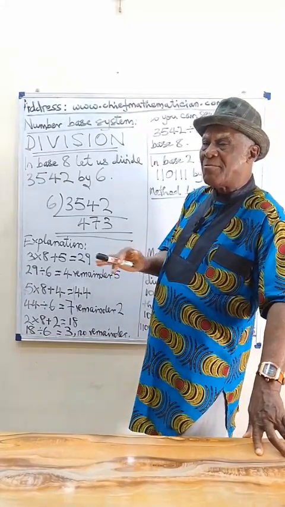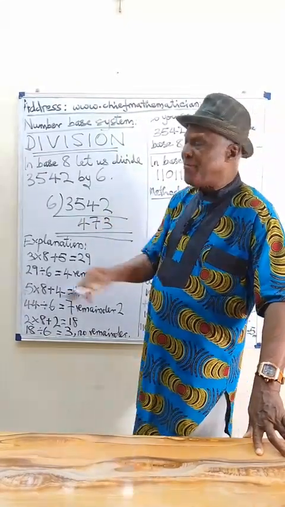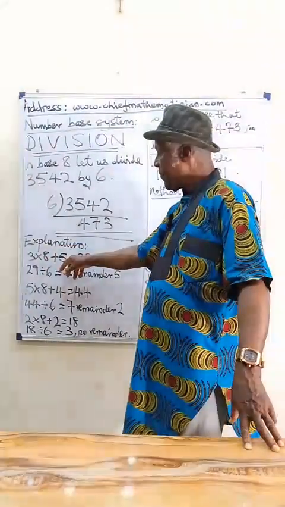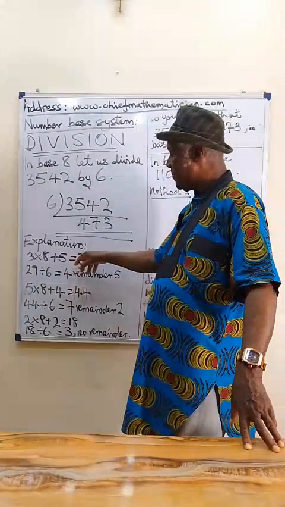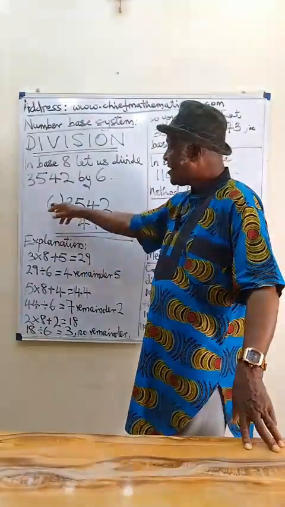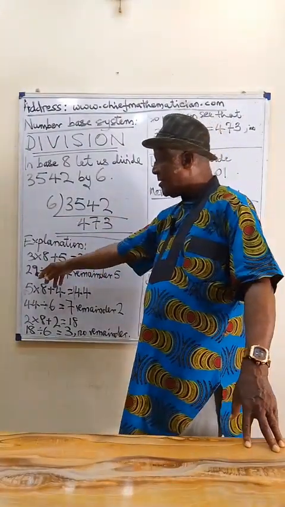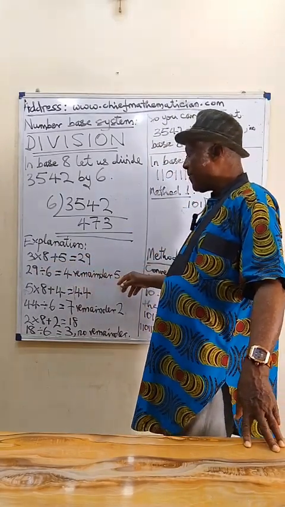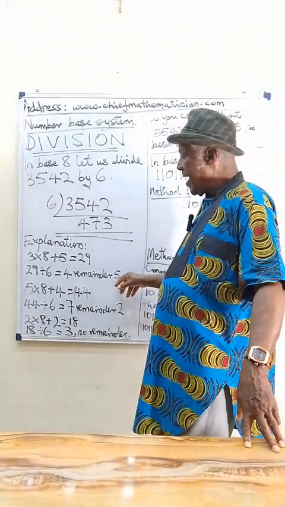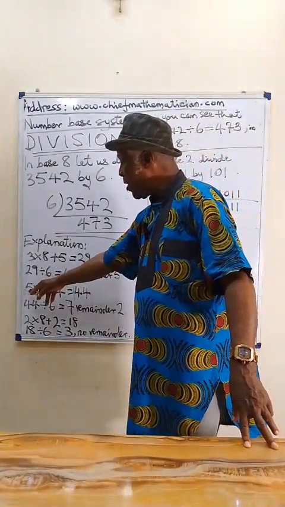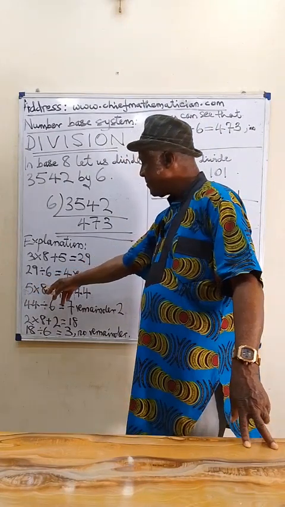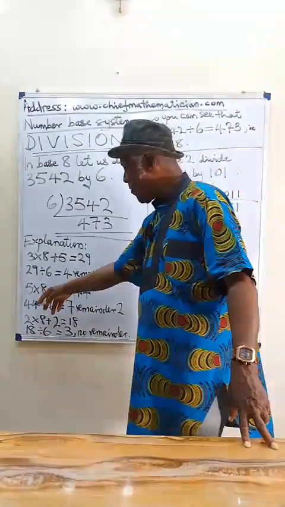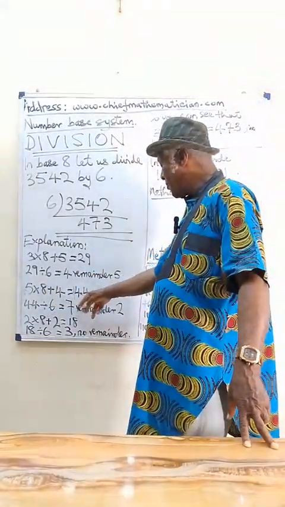So by imitating what we are doing in base 10, what we should have here now is 3 times 8 plus 5. 3 times 8 is 24, plus 5 gives you 29. So 6 is dividing 29 now. 29 divided by 6 will give you 4, remainder 5. And that 5 is to be 5 times 8, 40 plus 4, 44. 44 divided by 6 will give you 7, remainder 2.